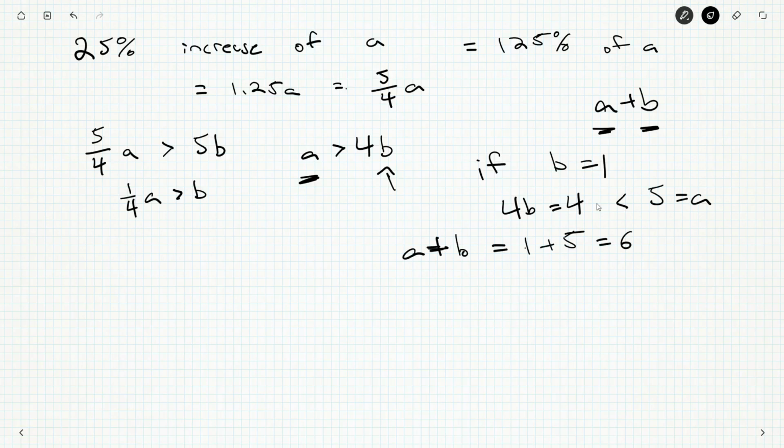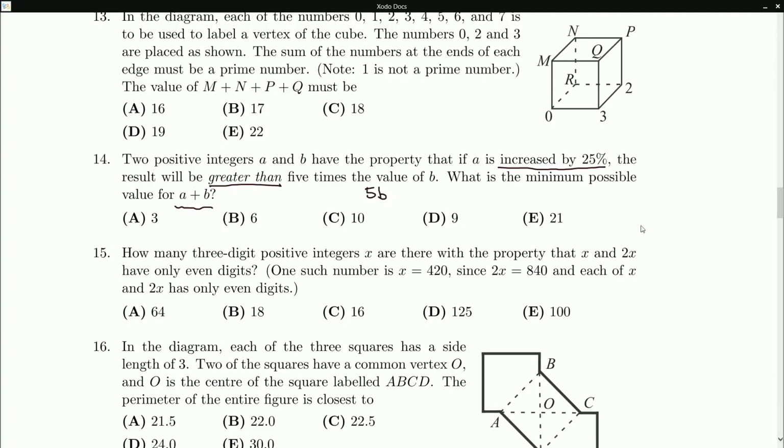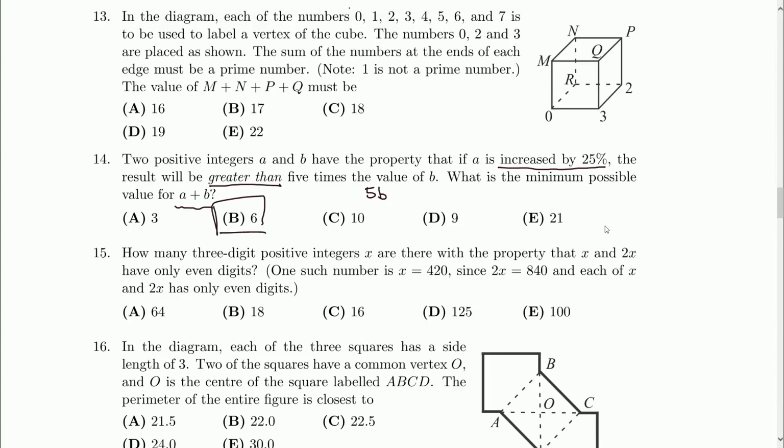So let's look at our potential answers. I notice 6 is right here. Now, what if it was 3? 3 is the only one smaller. We got 10, we got 9, we got 21. I know I can get as small as 6. Could I get as small as 3? Well, two positive integers a and b adding up to 3 have got to be 1 and 2. That's the only way two positive integers can add up to 3. Anything else would be something like 0 plus 3, and 0 is not a positive integer.